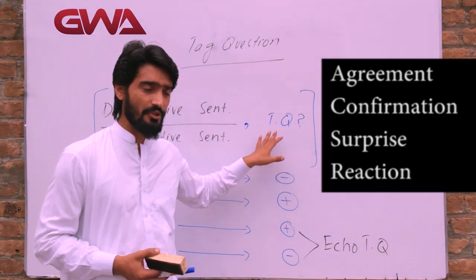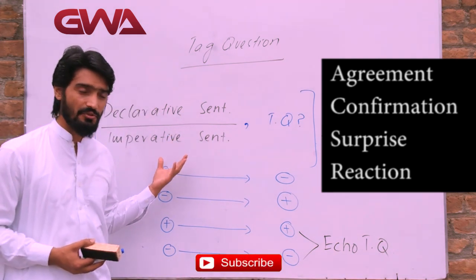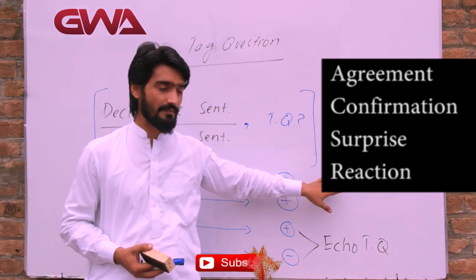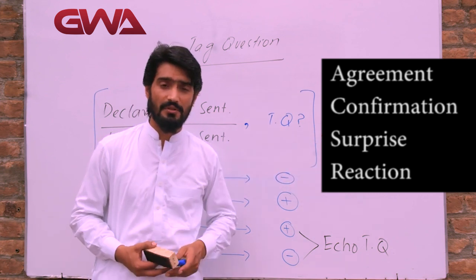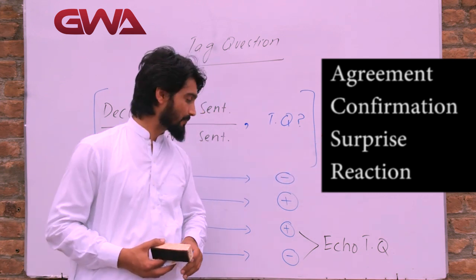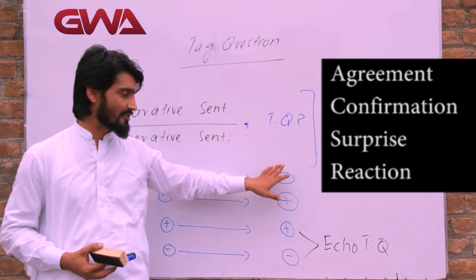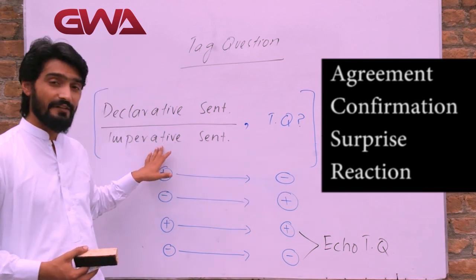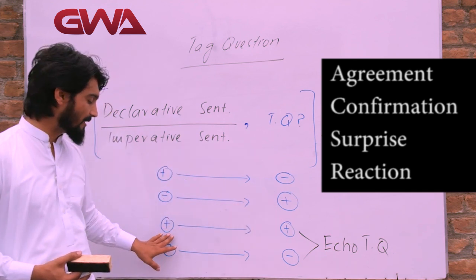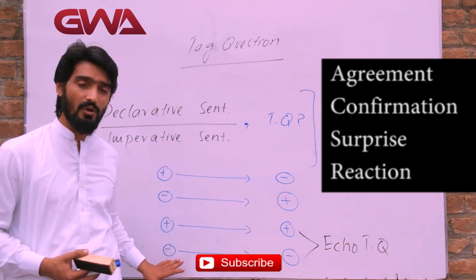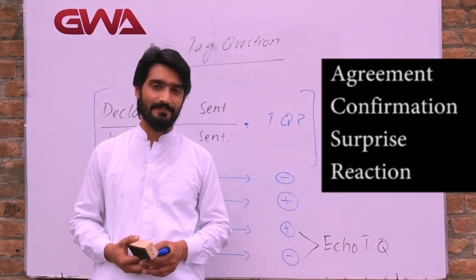We use tag question at the end of a declarative sentence or imperative sentence for these purposes: agreement, confirmation, surprise, reaction. Now remember one thing, if the sentence is positive, tag question is mostly negative. If the sentence is negative, tag question is positive. It is also possible that both of them are positive or negative. We call them echo tag question.